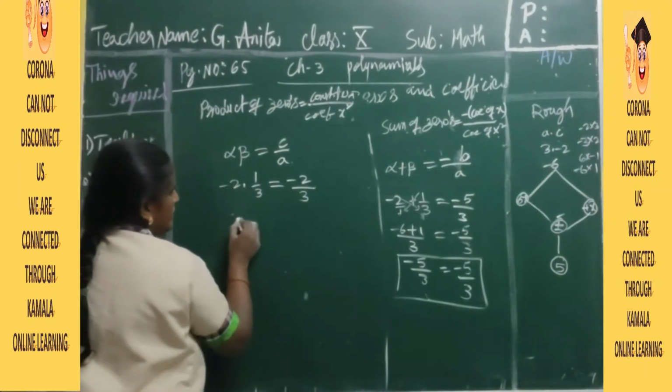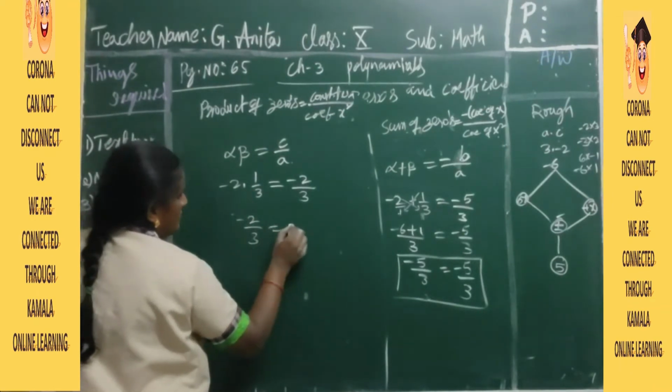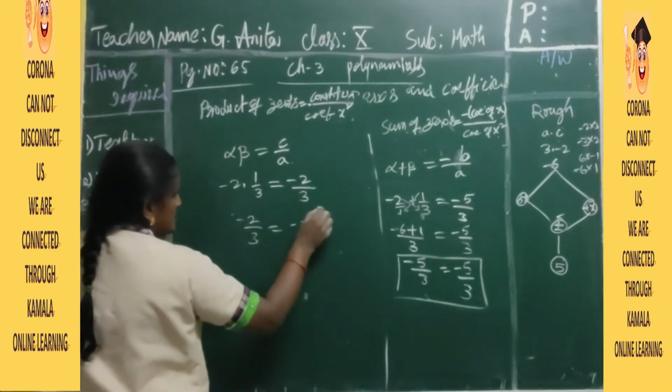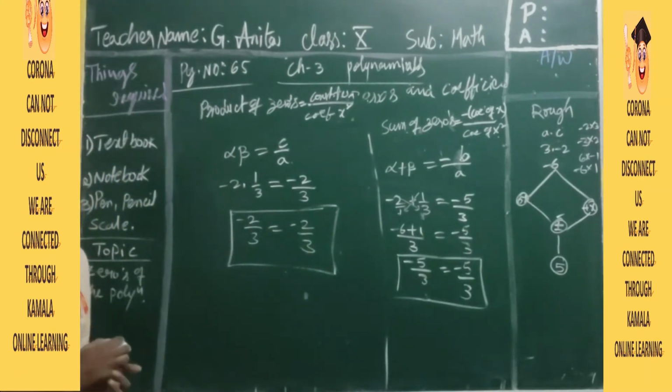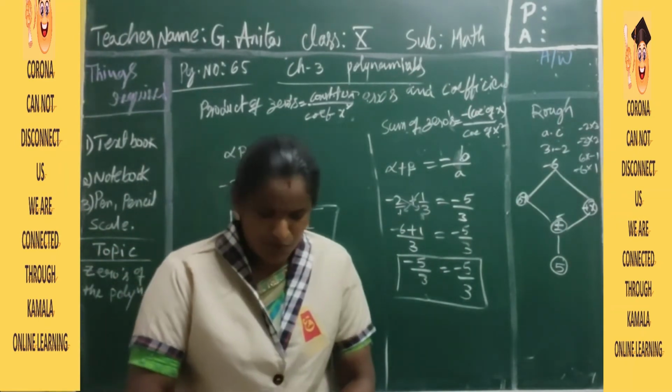So here minus 2 by 3 is equal to minus 2 by 3. We got same answers or not? Yes. Absolutely our answer is correct. So like that you have to find out. Now coming to exercise problem, children.